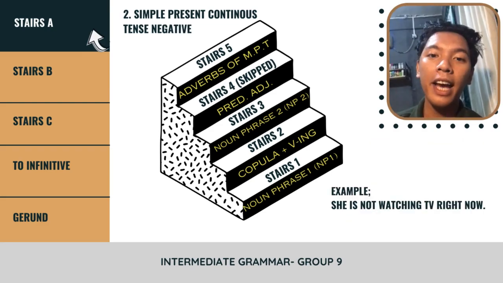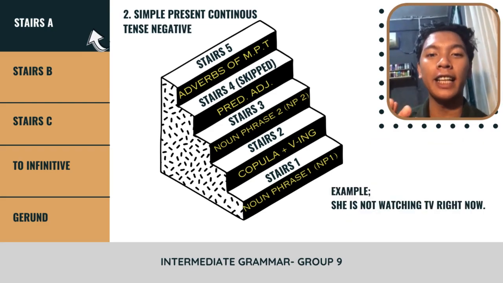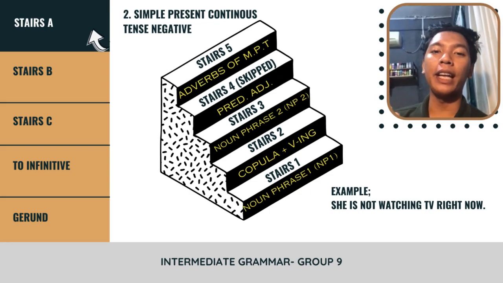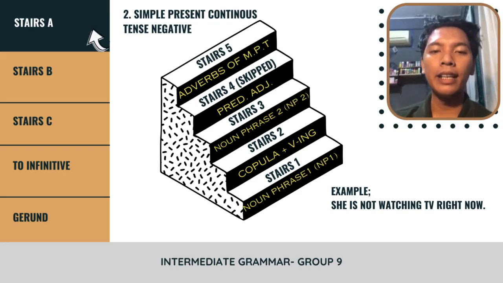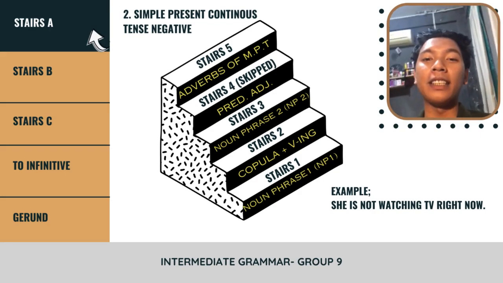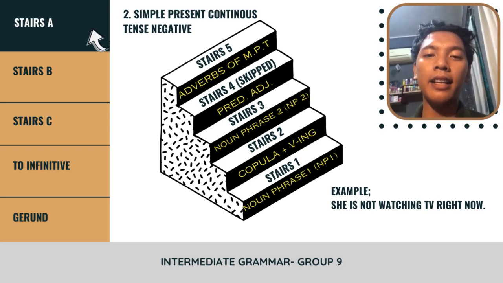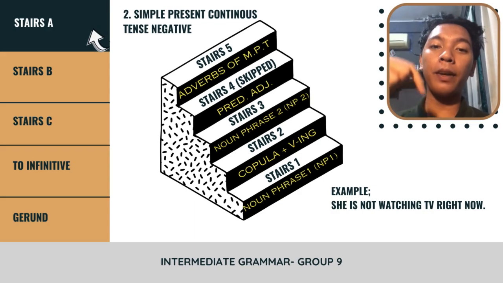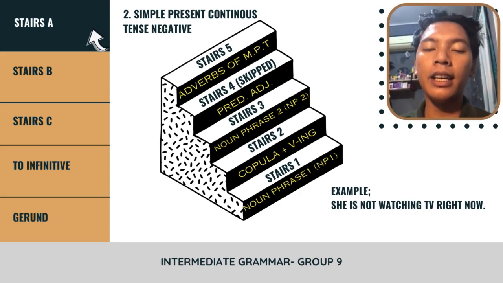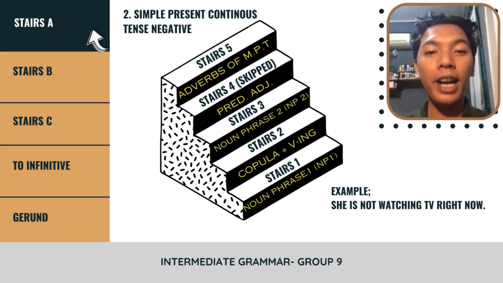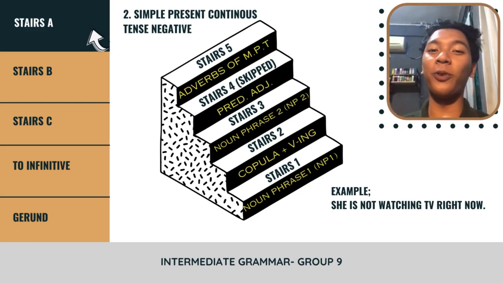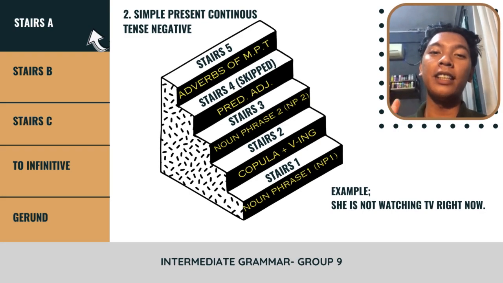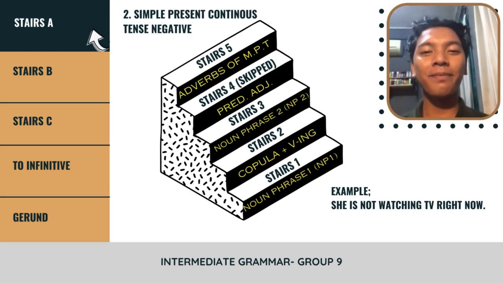That's it. Back again with simple present continuous tense but in negative way. The form is the same as the positive one, but same as the simple present tense, we say it in the negative way, as in the example at the bottom. It is she is not watching TV right now, and that is simple present continuous in negative way.